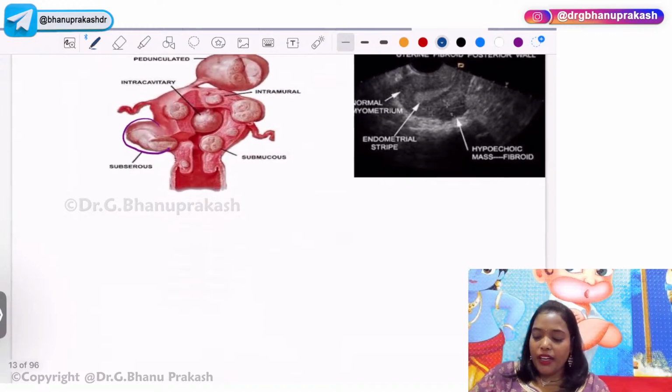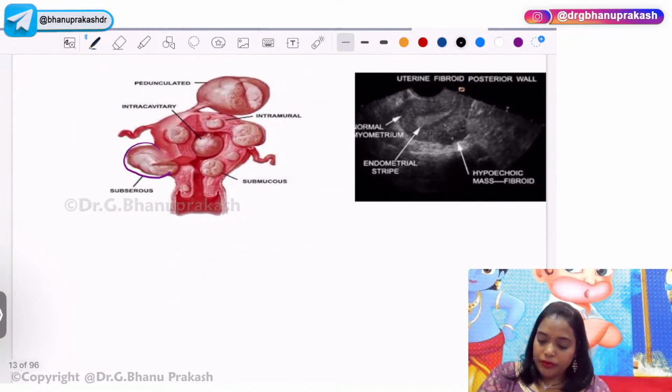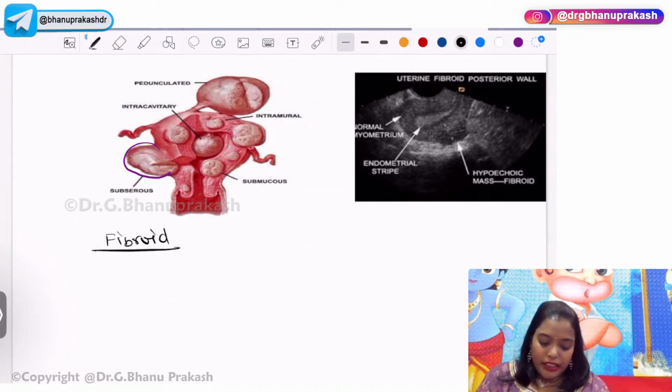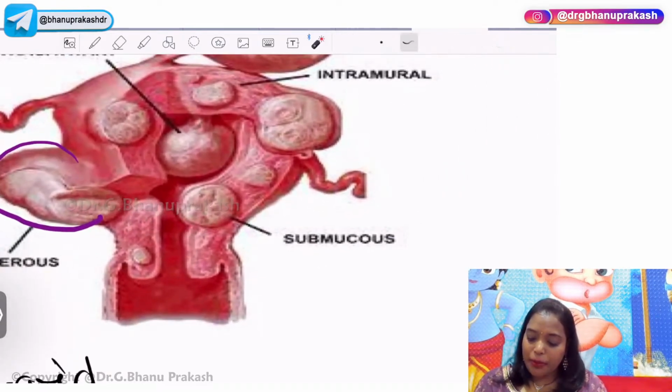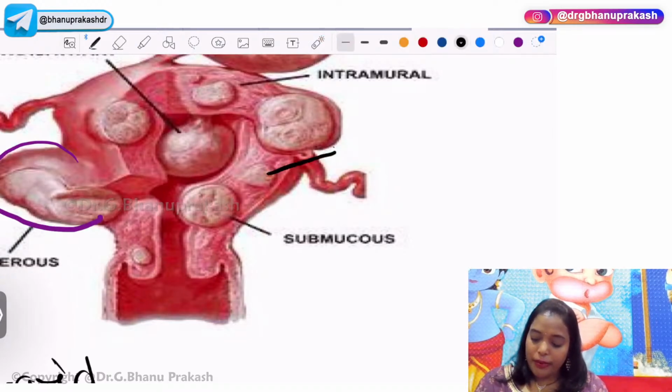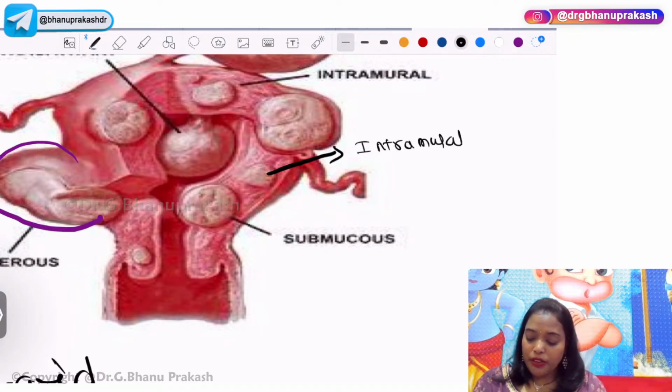Now coming to the fibroid. Fibroid is also called leiomyoma or fibromyoma, right? Bunny, where are you? When you have a fibroid here, what do you call this type of fibroid? Yes, this is intramural fibroid. Excellent.